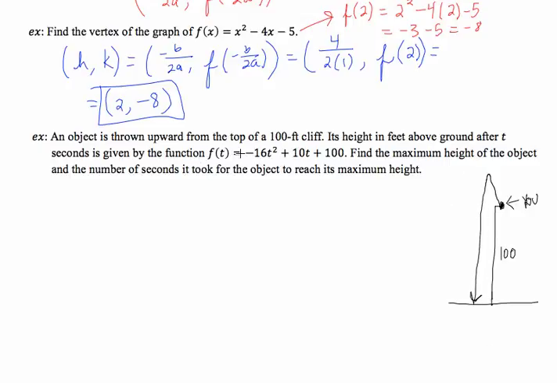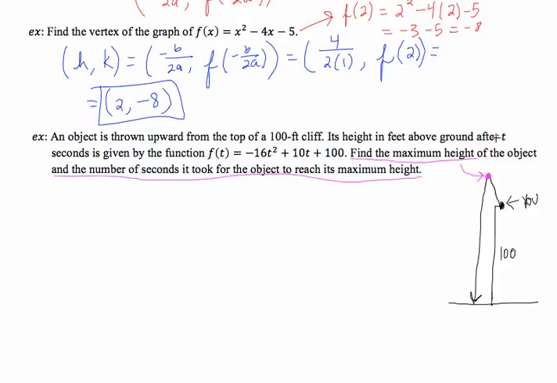Okay? This function f of t gives you the height of the object in feet above the ground t seconds after you toss it. Okay, the goal is find the maximum height. Well, that would be that height right there. It's a high point. That's its high point. So how are we going to find its maximum height and the number of seconds it took to reach its maximum height? Okay, so there's two things we're finding here, the max height and the number of seconds it took to reach that.